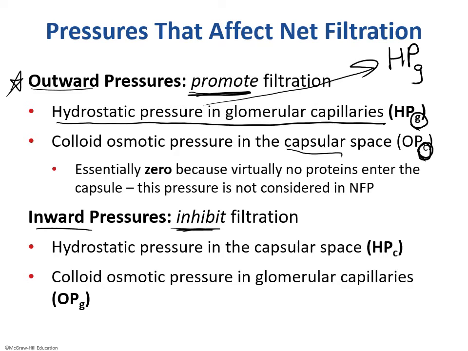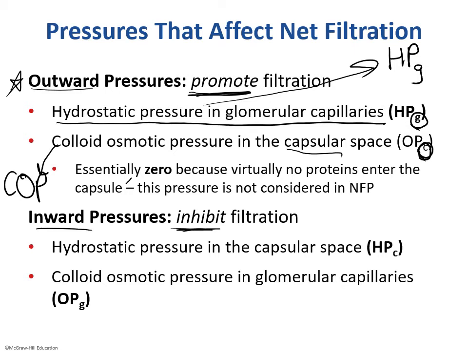capsular space. Then we have this colloid osmotic pressure of the capsular space. So colloid osmotic pressure, we are going to write as OP. You can also write this as COP if you want, but your text refers to it as just OP. So if you guys remember from several lectures ago, this colloid osmotic pressure exists due to the presence of proteins. Proteins like to pull fluid towards them.